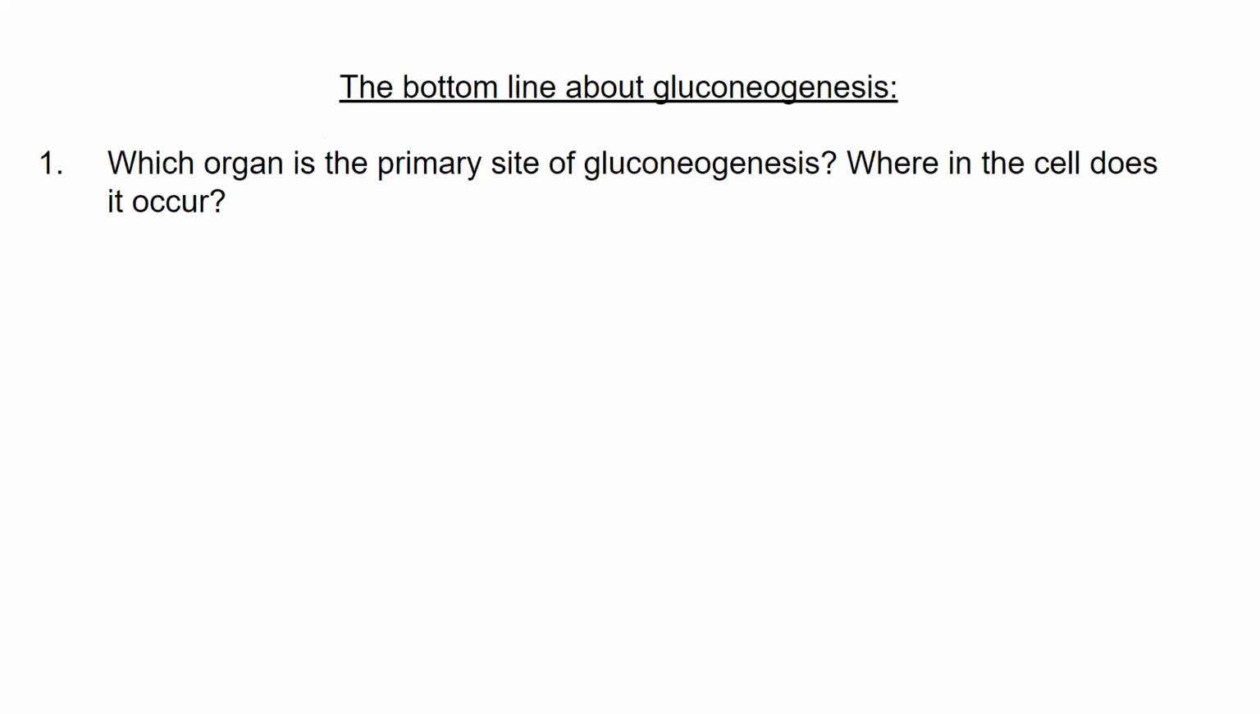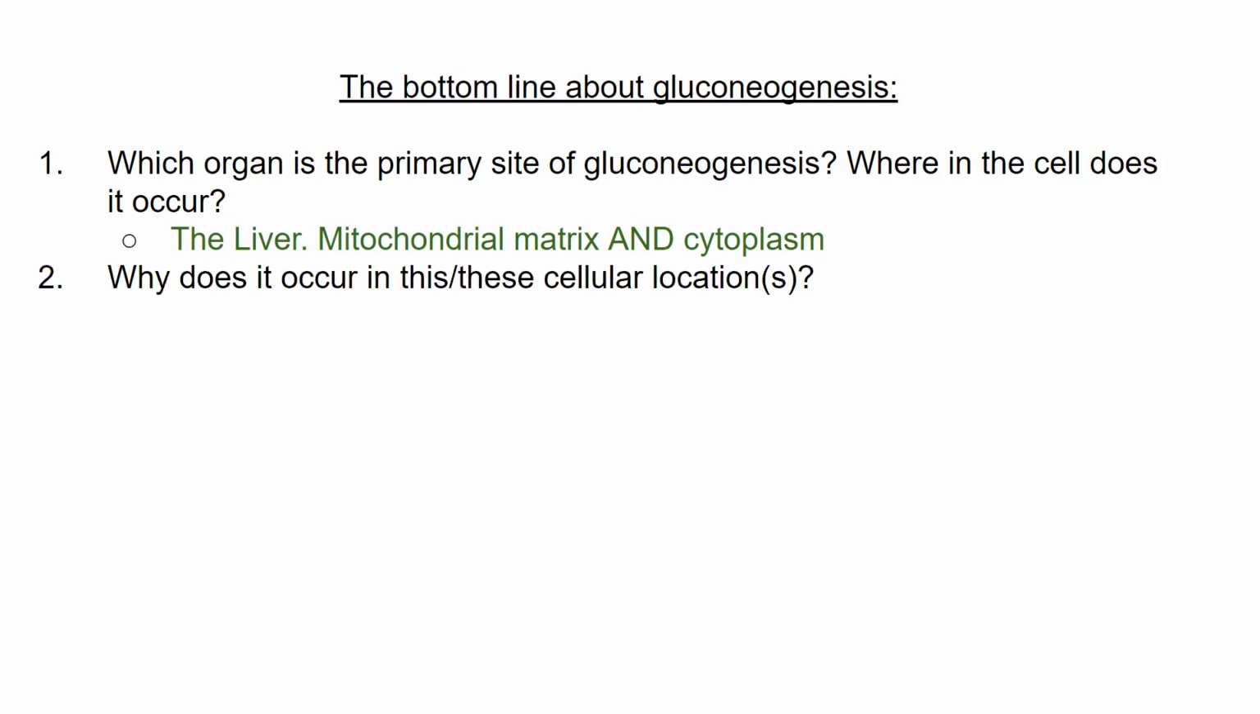Where does gluconeogenesis occur? Which organ? Do we know? You can shout it out. Just shout it out, yeah. Liver, very good, liver, yep. Where in the cell does it occur? Cytoplasm, good, very good. And it also does a little bit in the mitochondrial matrix. Good, the first couple steps. Very good, okay.